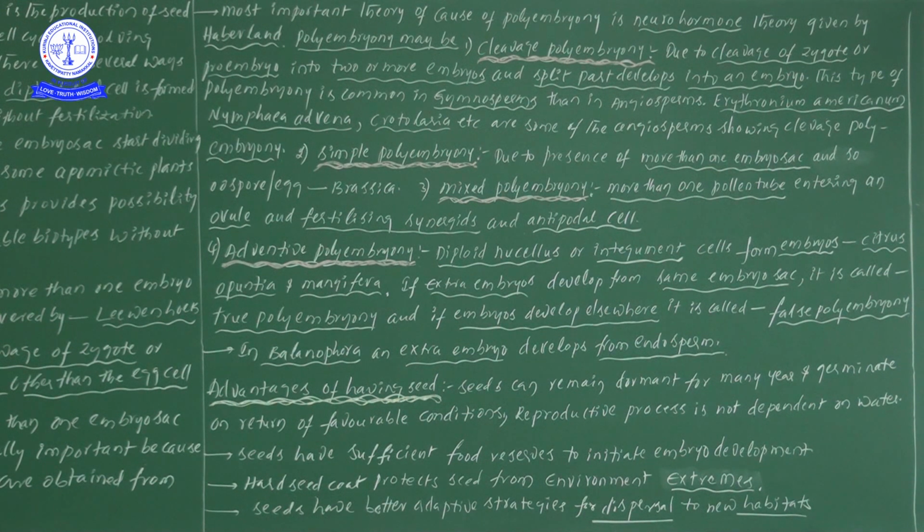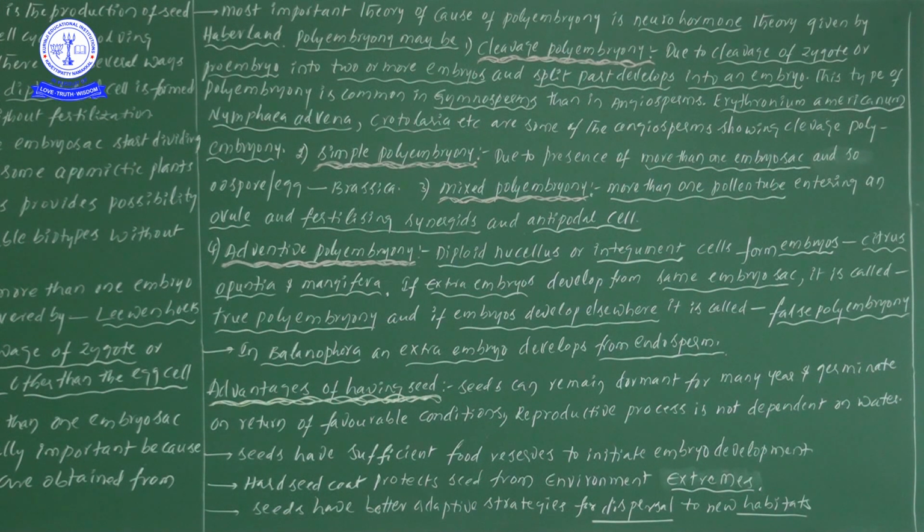Next, the hard seed coat protects the seed from environmental extremes. Because of the very hard seed coat, the seed can overcome unfavorable conditions and germinate in favorable conditions. Next, seeds have better adaptive strategies for dispersal to new habitats. Some seeds definitely have good strategies, and because of different types of mechanisms, they can get dispersed from one habitat to new habitats.